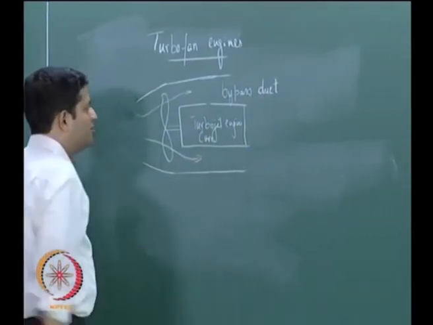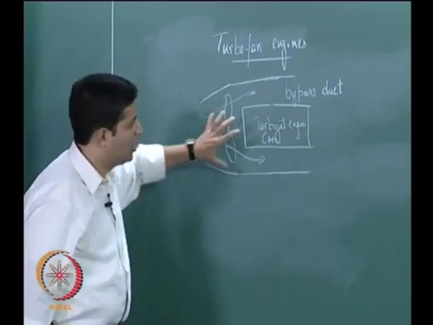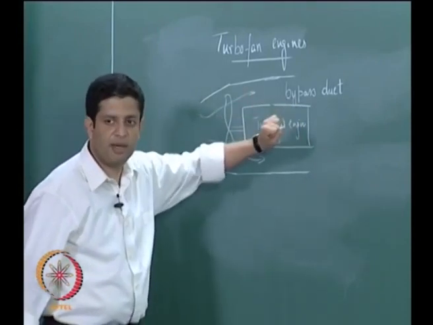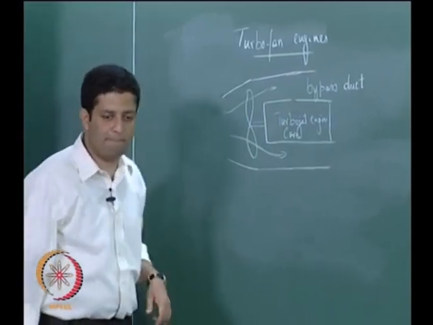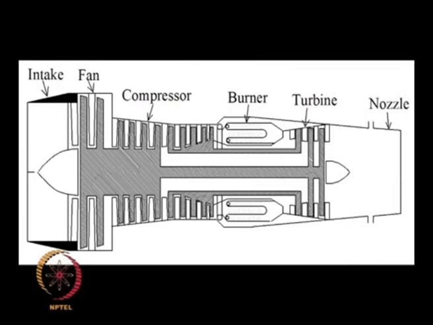Notice that you have an intake upstream of this and you have fan blades that are mounted on the same shaft as the turbine blades and the low pressure compressor, and the high pressure compressor stages are mounted on a different shaft that is connected to the high pressure turbine here, right.